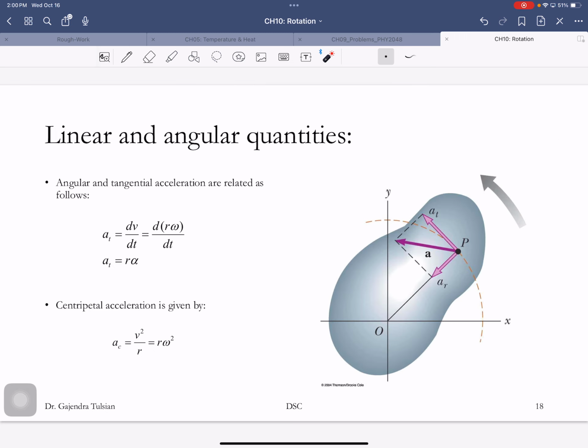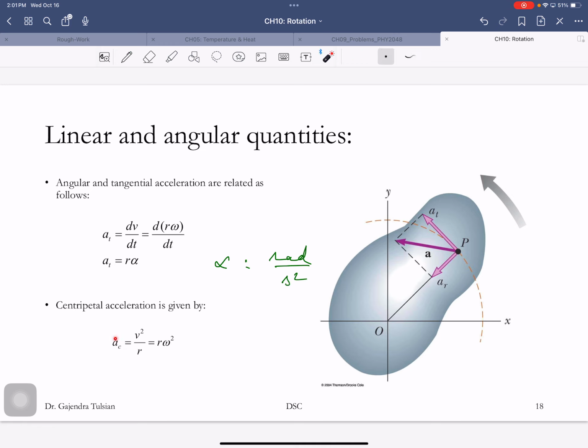Now, if this point is accelerating, it will have a tangential acceleration, and it will also have a centripetal acceleration because the direction of the velocity is changing. The tangential acceleration is related to the angular acceleration. The tangential acceleration of that point, the rate at which its speed is changing, is r alpha. Again, a linear quantity is associated with an angular quantity, and alpha has to be in radians per second squared.